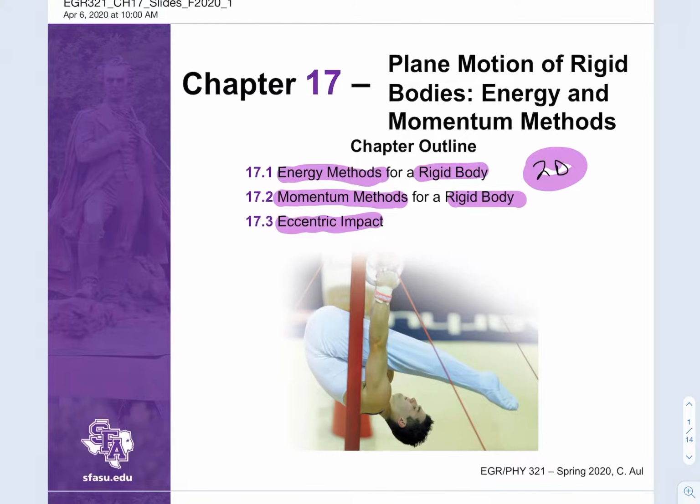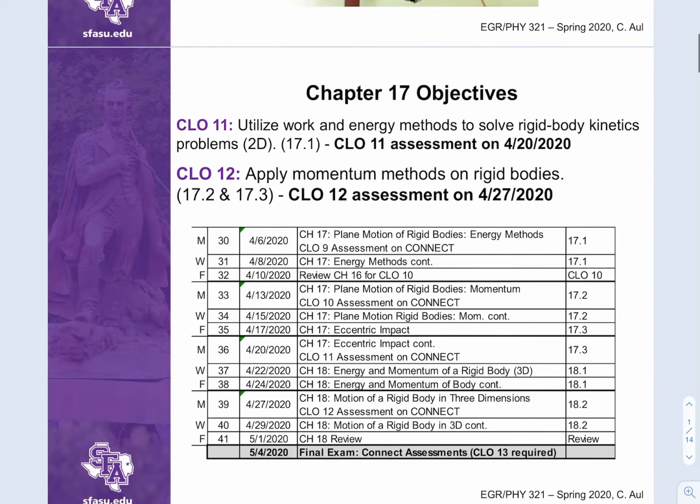Now, the book shows a picture of a gymnast, who can be modeled as a rigid body, in which we can describe the motion using these methods of energy and momentum, similar to a lot of the problems you're going to be working with at the end of the chapter.